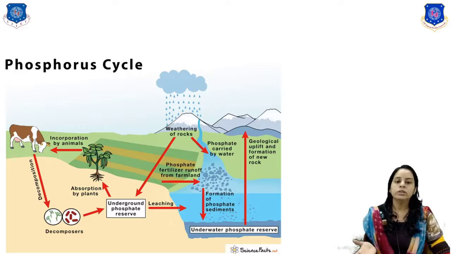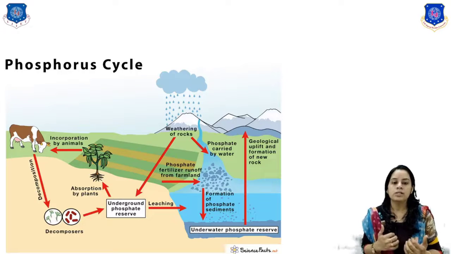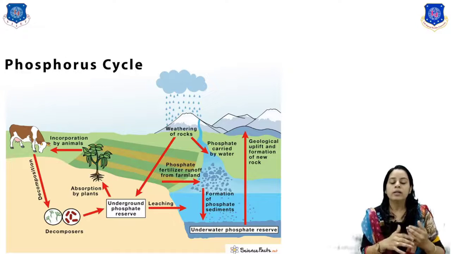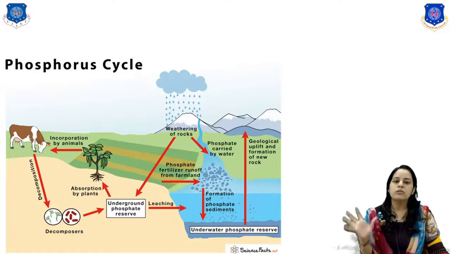continue. Okay, so here on screen you can see the animal which consumes the plant, right? After that, the plant and animal die, and the decomposition process is there. Again, the decomposition process reduces the phosphate, and this phosphate goes into the soil, and after the leaching effect, this phosphorus goes into the ocean and the underwater phosphate reservoir, right? So after some time, or many years, this phosphate is converted into rock, and it goes to the atmosphere, right? So this is the phosphorus cycle.